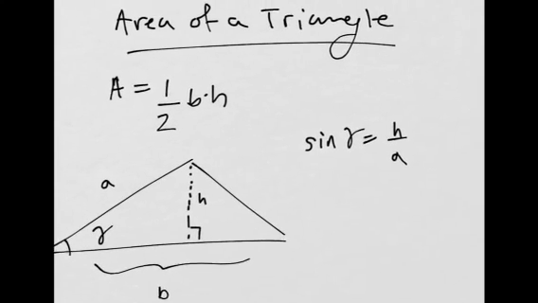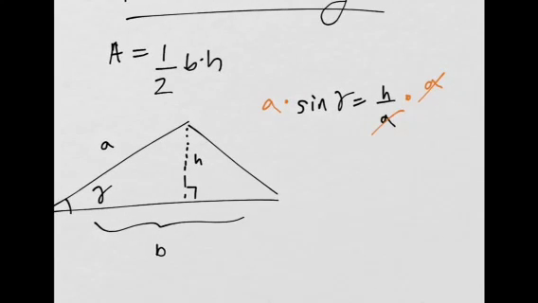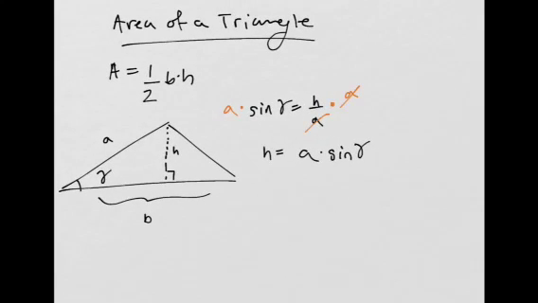If I solve for H, I can multiply both sides. Can you guys see this? I'm going to do it in orange. I can multiply both sides by A. So I get H equals A times sine of gamma. Do we see this? This is not going to be like an example, but I'm using this to create a new area formula in case I don't have the height, but I also have an angle.